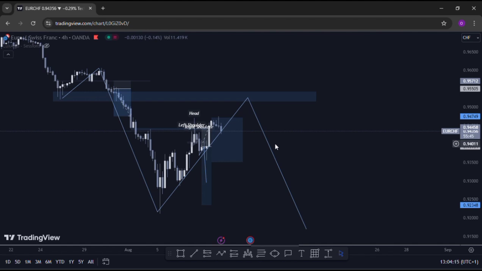Because this trade idea, I followed my plan to the T. Change of structure, left shoulder, head and shoulder pattern, bearish engulfing, we still lost. So I'm not even mad about it. I'm just showing you that it happens like that sometimes.